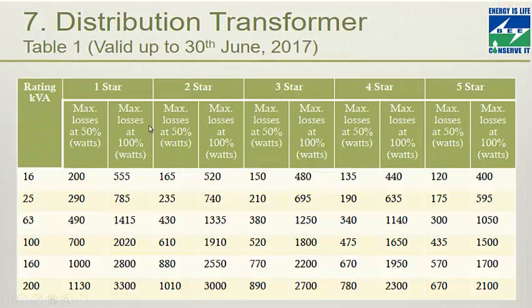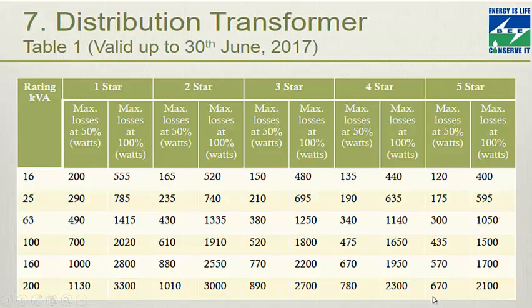For distribution transformer, it is a similar thing. These are the kVA ratings of the transformer: 16, 25, 63, 100, 160, 200. So I will just talk about these. That is the maximum losses for the 1 star at 50% of the watts. That 50% load is 1130 watts, and for 100% load, it is 3300 watts.